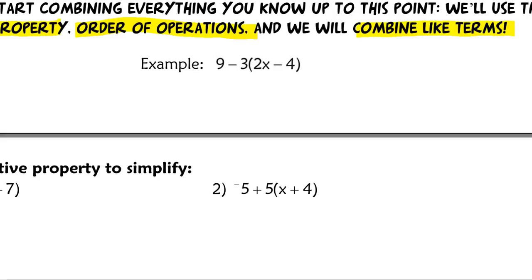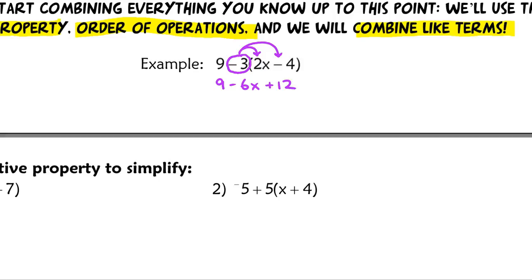So what we actually do is just drop down this 9 for now. We just rewrite that here. Now we're going to focus on, again, we have to make sure we attach that negative here. We're going to distribute to both the 2x and the -4. So when I take -3 times 2x, I get -6x. When I take -3 and multiply that by -4, I get a +12, so I'm going to write that as +12.